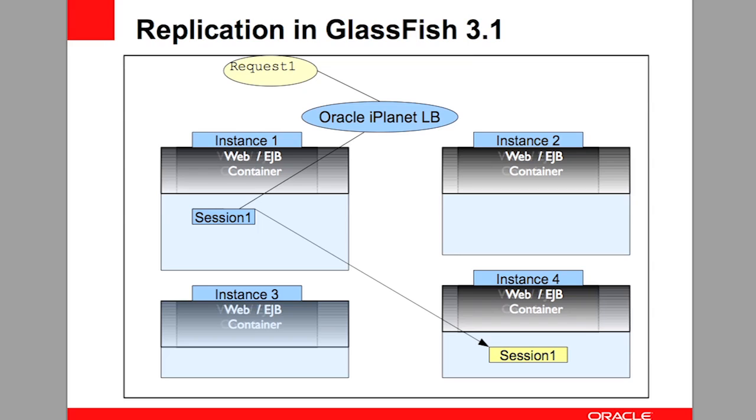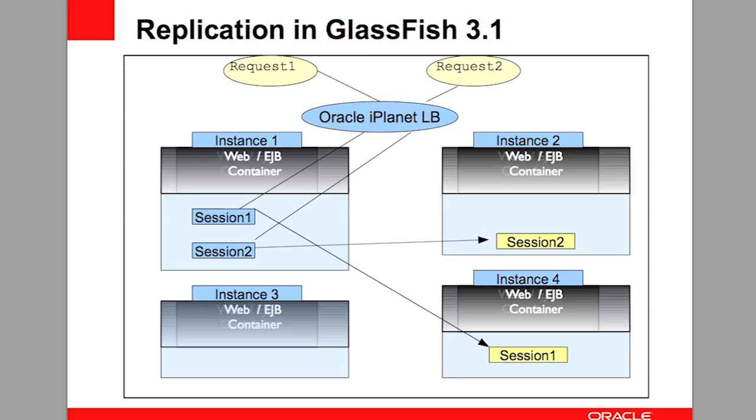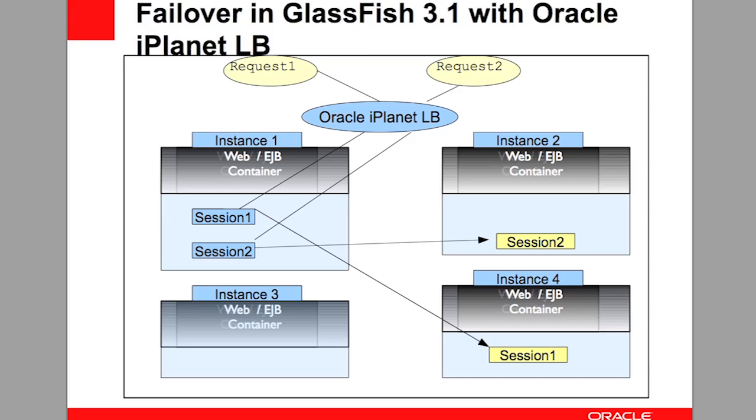Similarly, requests from user 2 could arrive into the load balancer, and if it happens to be routed to instance 1 again, the replication module will replicate the data to instance 2. The key point here is that the replication module does not replicate all the session data created in instance 1 to just its neighboring node.